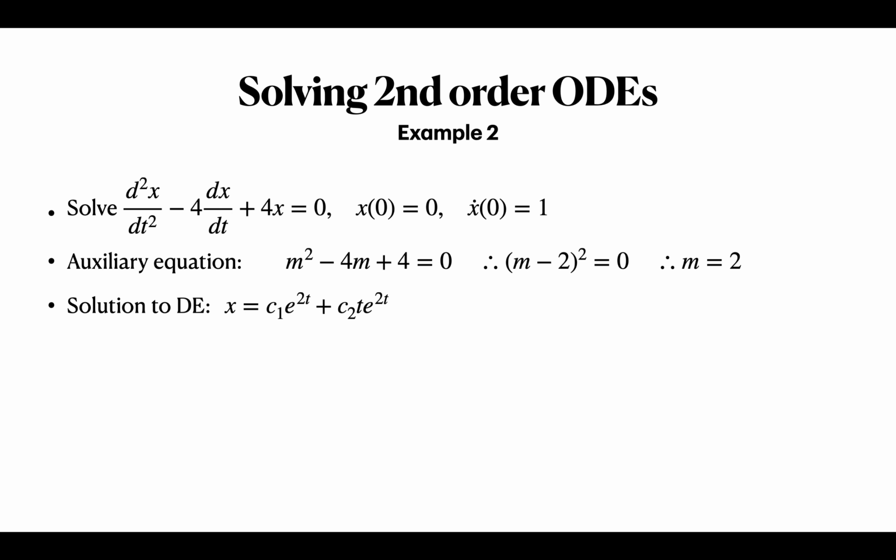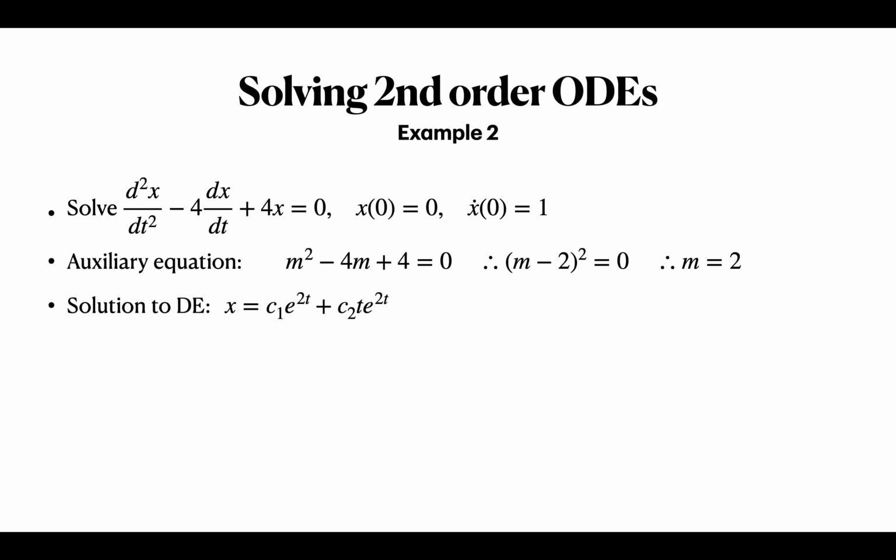By definition, essentially, when you have one root to your auxiliary equation, your solution must be an exponential of the root plus t times the exponential of the root. Okay? And that's what you get. Now, we need to apply our two conditions.